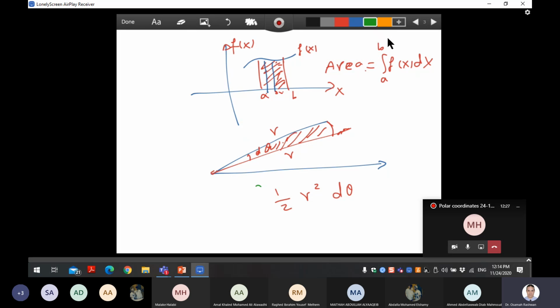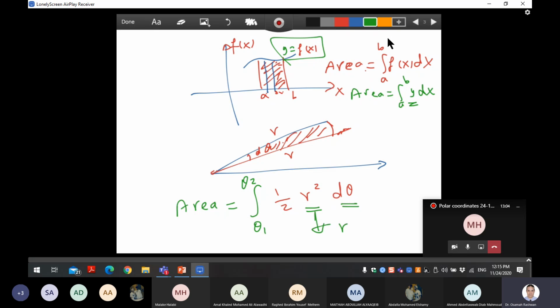So what I'm going to do, I'm just integrating from theta 1 to theta 2, okay? This will be the area in the polar coordinate. You said how I can integrate r with respect to theta. I said no problem. As you have here y as a function of x, and you said the area is equal to y dx, but you have y as a function of x. So this is exactly here. Your curve r will be a function of theta. This is how to find the area in the polar coordinate.